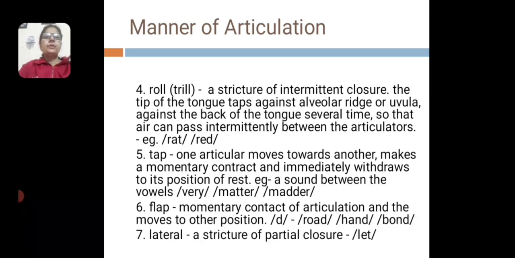Taps are those consonants in which one articulator is moving towards another, makes a momentary contact, then immediately withdraws to its position of rest. For example, the sound in very, var, might. Flaps are having momentary contact of articulation and move to the other position. Momentary contact is there, then they are again going to their previous position. For example, da in rod, hand, bond. Laterals are having a structure of partial closure, as in the word let.